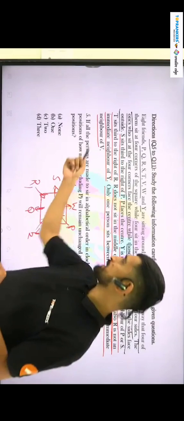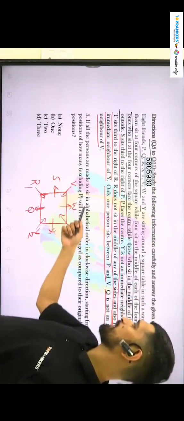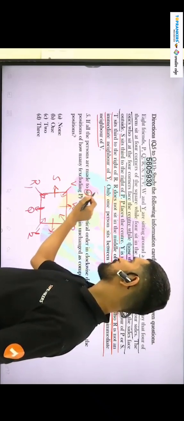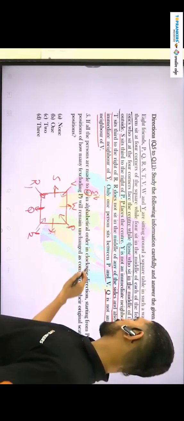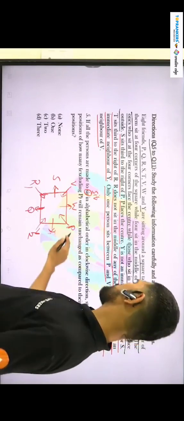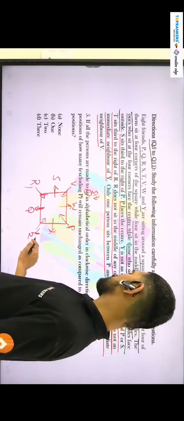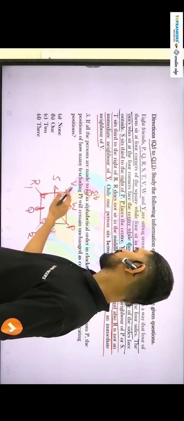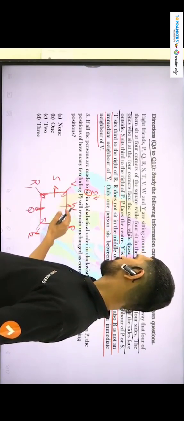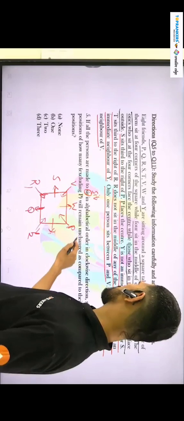So let's look at the next part, that is questions. If all persons are made to sit in alphabetical order in the clockwise direction starting from P, then the positions of how many excluding P will remain unchanged. P, Q change हो गया, R change हो गया, S change हो गया, T change हो गया, V change हो गया, W unchanged किसका रहेगा?